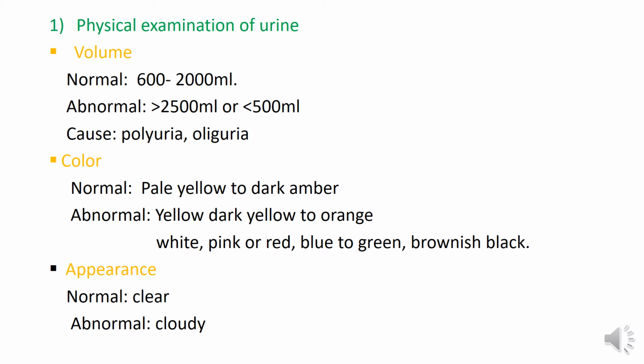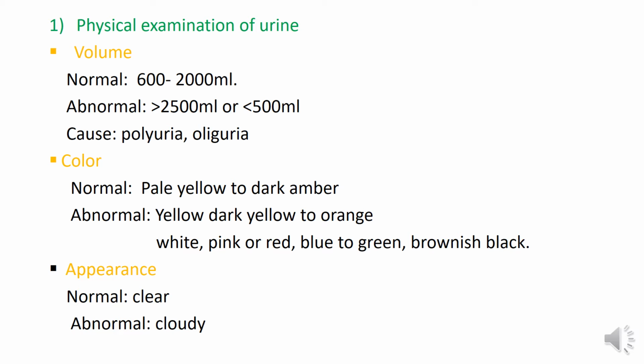The dark yellow color is due to jaundice, red color due to hemoglobin or red cells present in the urine sample, blue color due to the presence of bilirubin and some infections, and a brownish black color due to melanin, meaning malignant melanoma is present in the patient.